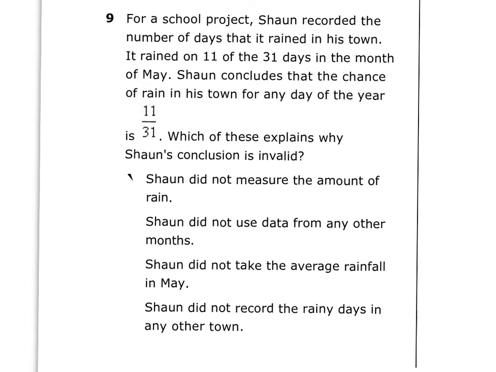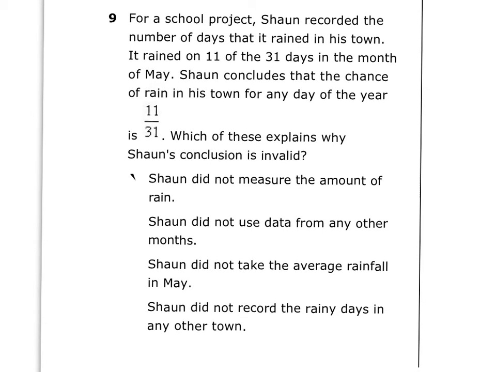For a school project, Sean recorded the number of days that it rained in his town. It rained 11 out of the 31 days in the month of May. So Sean concluded that the chances of rain in his town for any day of the year is 11 out of 31. Which of these explain why Sean's conclusion is invalid?